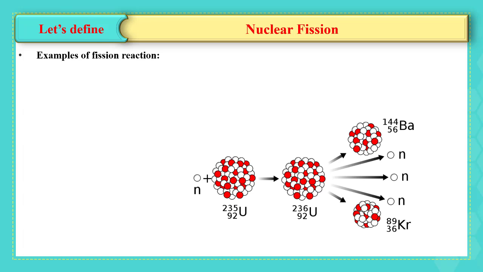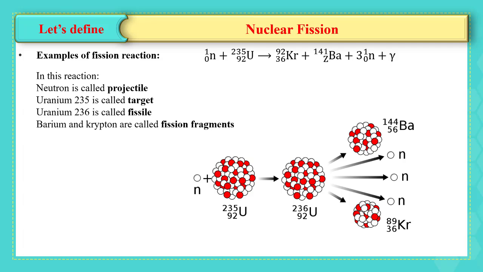An example of fission nuclear reaction is shown here. We have a neutron with a small kinetic energy that interacts with a heavy nucleus called uranium-235. This uranium becomes an unstable nucleus called fissile and is ready to split into two light nuclei and particles. In this reaction, the neutron is called the projectile, the uranium-235 is called the target, the uranium-236 is called the fissile, and the barium and the krypton are called fission fragments.